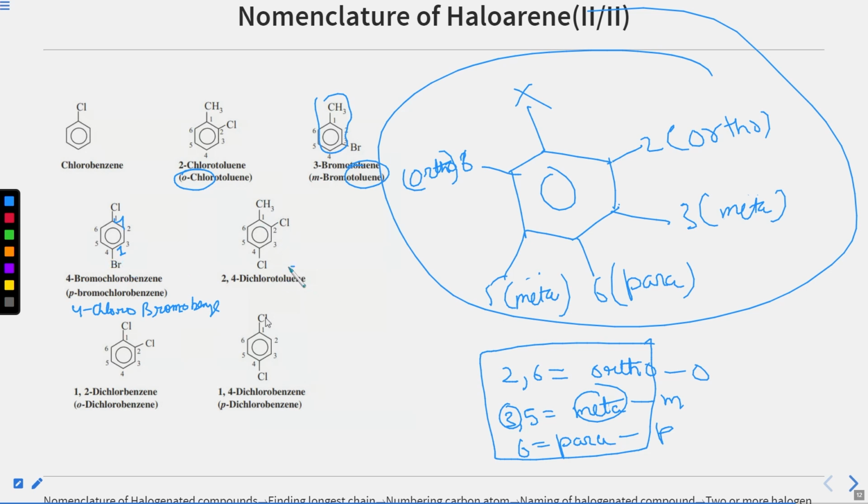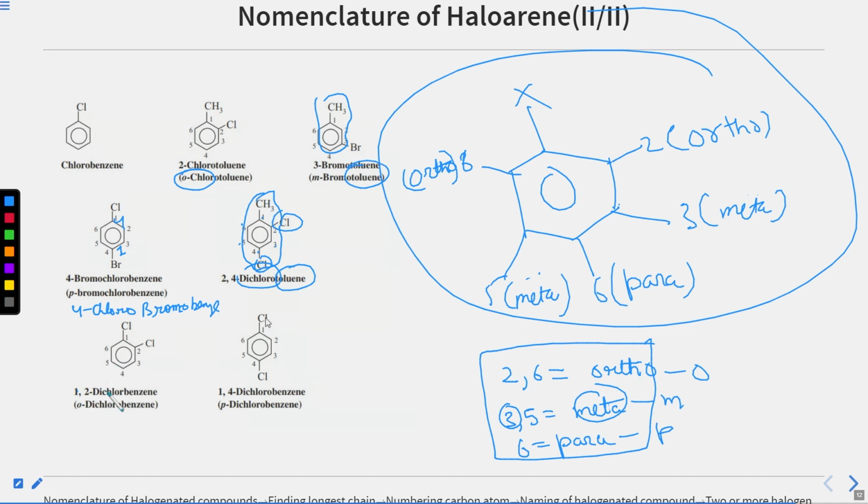Now here again we have toluene. Now we'll start numbering it. We will start numbering from here, 1, 2, 3, 4, 5, 6. The chlorines are present at 2 and 4. Therefore we'll write it as 2,4-dichloro, for the 2 chlorines, and toluene for the whole of this thing.